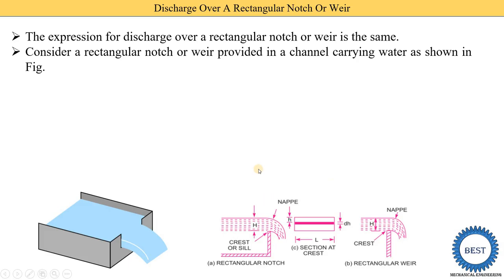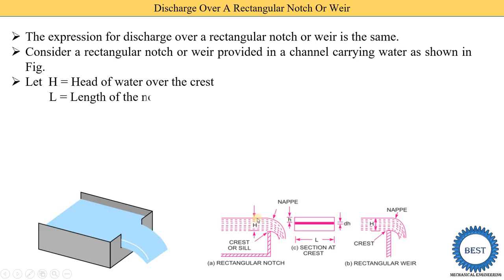And we consider one small strip for our study. First we take a few parameters. The capital H is equal to the head of water over the crest level. This is the crest, and from this crest water is flowing up to a certain height. This height is called the capital H. Another is the length of the notch or weir. Here we can see this is the length of the notch or weir, and from this section view we can also see this is L.